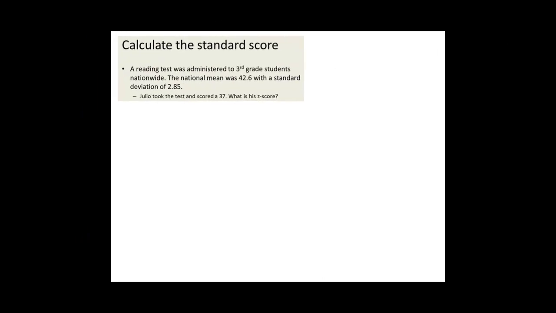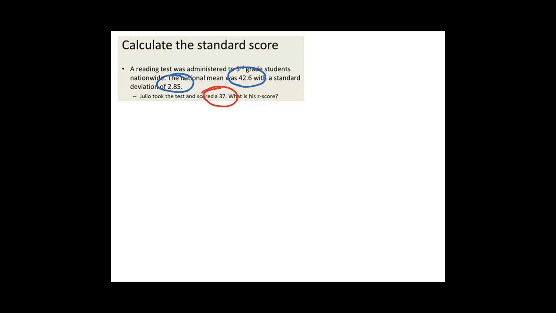Let's work our first example together. In this example, we're looking to find the z-score of a student who took a nationally administered reading test. A reading test was administered to third grade students nationwide. The national mean was 42.6 with a standard deviation of 2.85. If we're interested in one student's z-score, we can calculate it as long as we know what that student's score is in addition to the mean and the standard deviation overall.